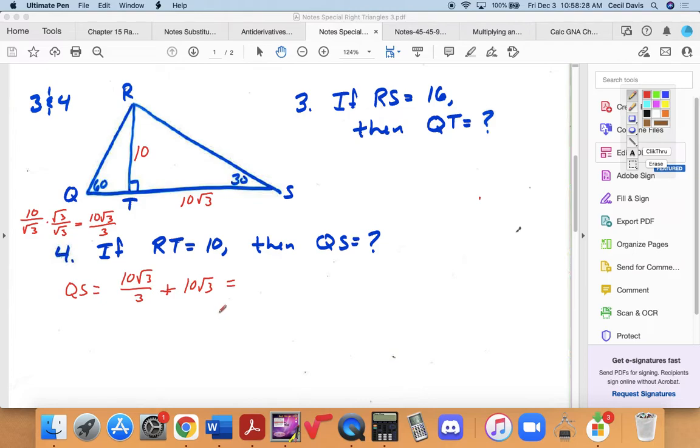If you're adding two numbers together and one of them's a fraction, make them both a fraction with a common denominator. So it'd be 30 square roots of 3 over 3, right. So this would be 10 square roots of 3 over 3 plus 30 square roots of 3 over 3 is 40 square roots of 3 over 3.